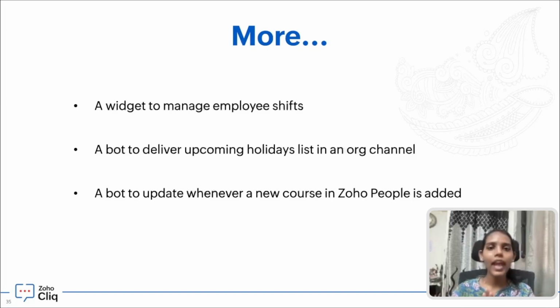Not just this, you can do more with the help of custom workflows in Zoho Cliq. You can probably use a shift manager widget. You can manage a shift of all your employees. If you are a team manager, this will come in handy. Or you can also generate a bot to deliver notifications about upcoming holidays from Zoho People inside an announcement channel in Zoho Cliq. You can also create a bot to update whenever a new course is being added in Zoho People, or whenever a new survey is being added in Zoho People and things like that. You can create bot notifications for that also.